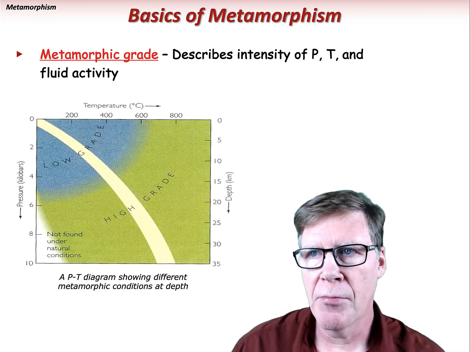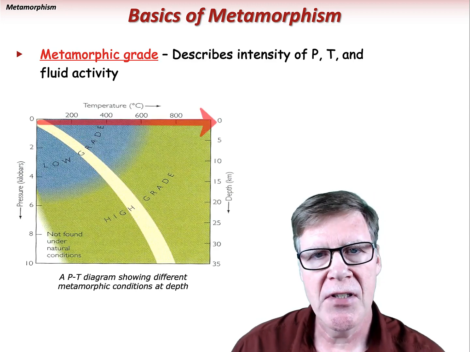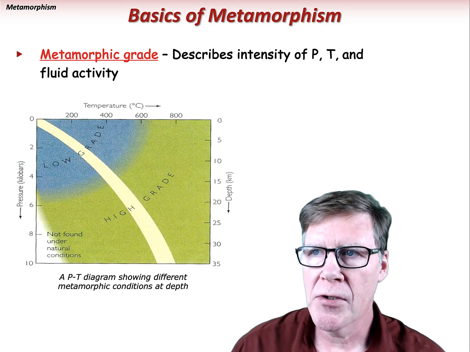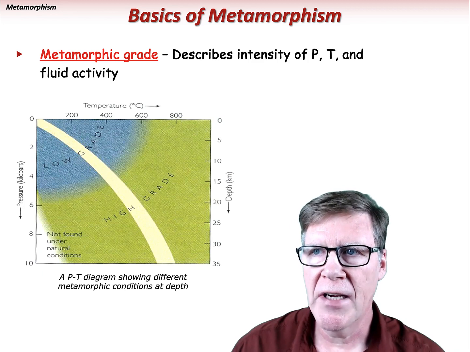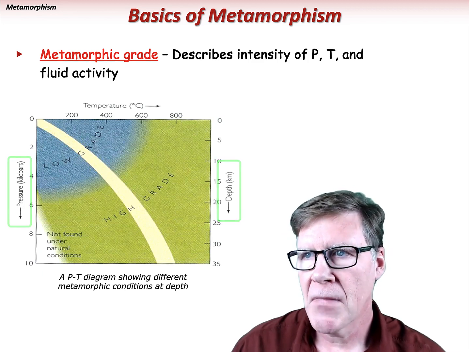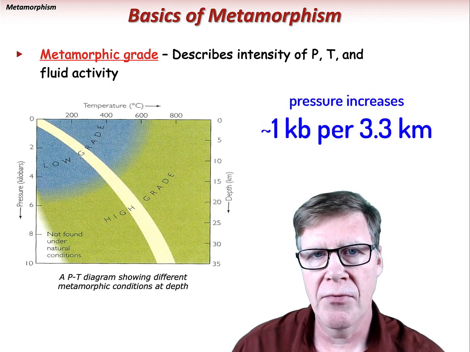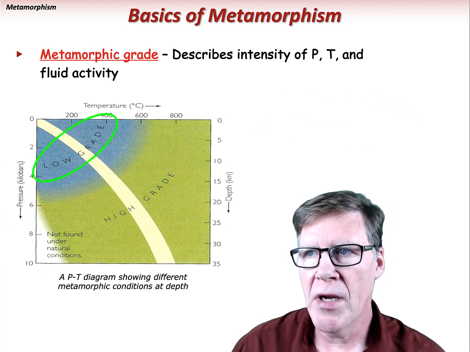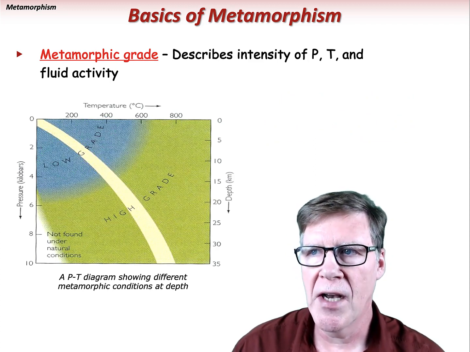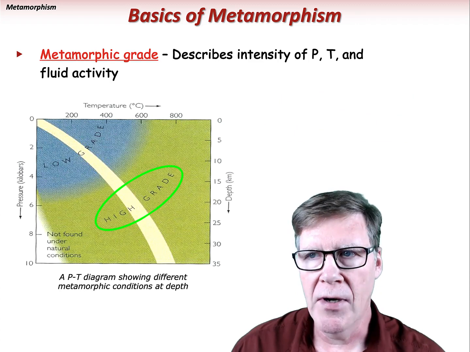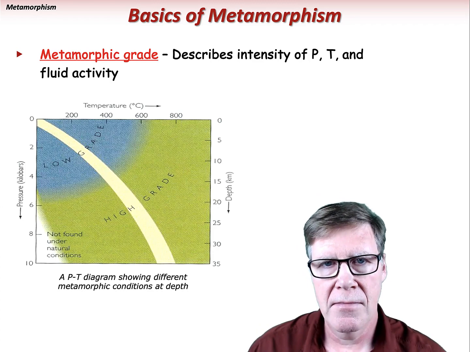This shows the different pressure and temperature conditions within the Earth. Temperature in degrees C increases from left to right, and pressure, in kilobars, increases from top to bottom. There is a relationship between pressure and depth, as the pressure increases with depth at around 1 kilobar for every 3.3 kilometers of depth. Low metamorphic grades describe the relatively low temperatures and pressures found at more shallow depths, whereas high metamorphic grades describe the higher temperatures and pressures typically found at deeper depths.